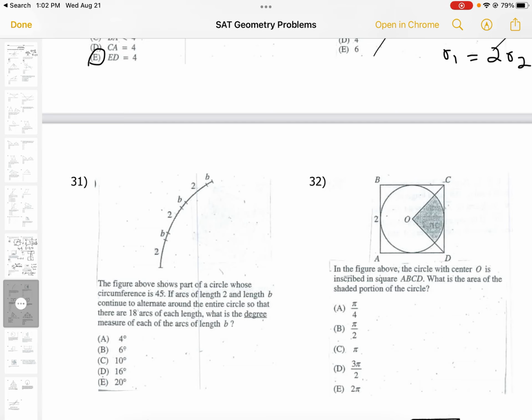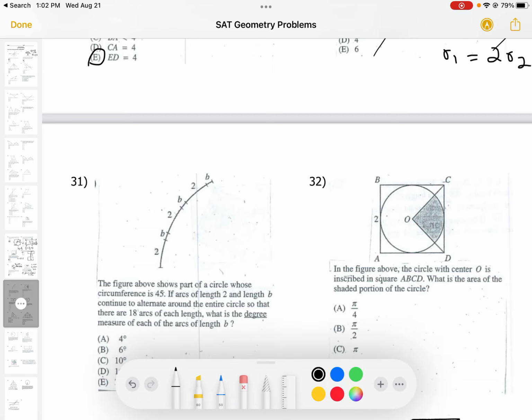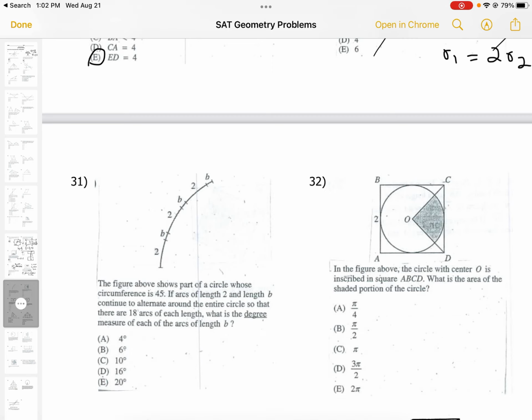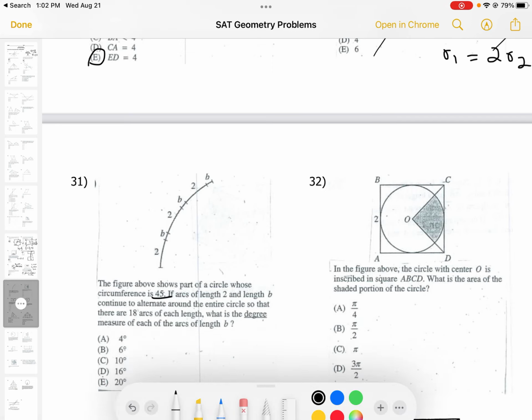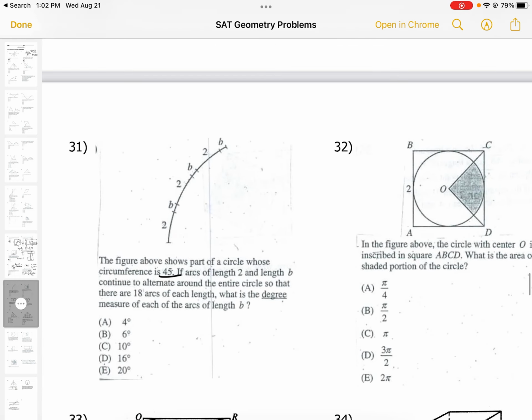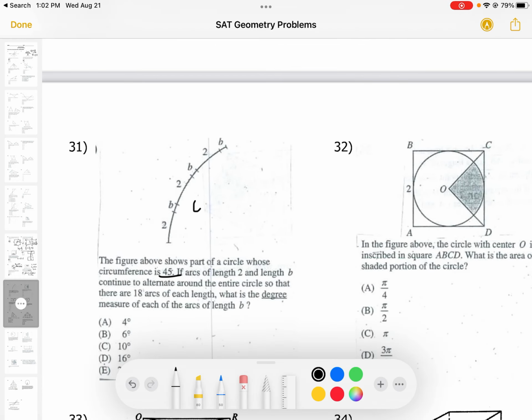Okay, so first of all, we know that the circumference of the entire circle is 45. So I'm going to write that down. So we know 45, and it's equal to the sum of these alternating segments, right? It's just 2, b, 2, b, 2, b over and over again, right?